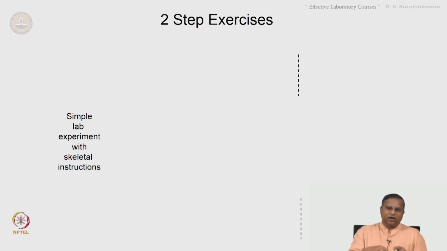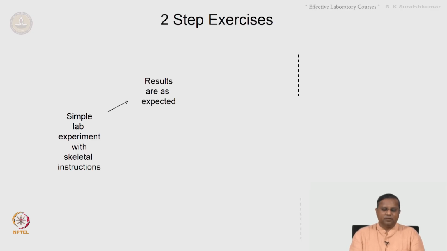The idea is that while doing this experiment, because of the later needs that I am going to describe, the students would be more engaged in the process and they therefore pick up a lot better, rather than be overwhelmed by what they need to do in the first exercise. So in the first stage, it is a simple lab experiment with skeletal instructions. The skeletal instructions are deliberate, no detailed instructions are given, so that they think about it.